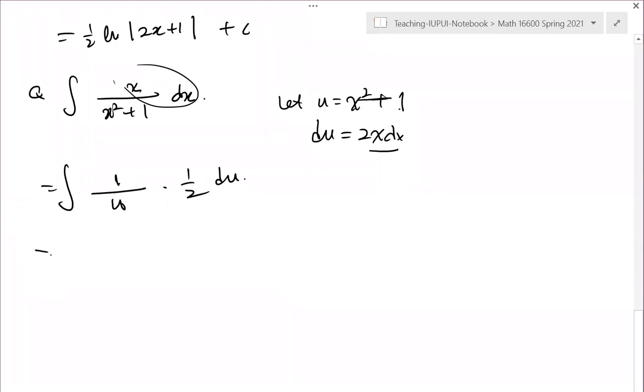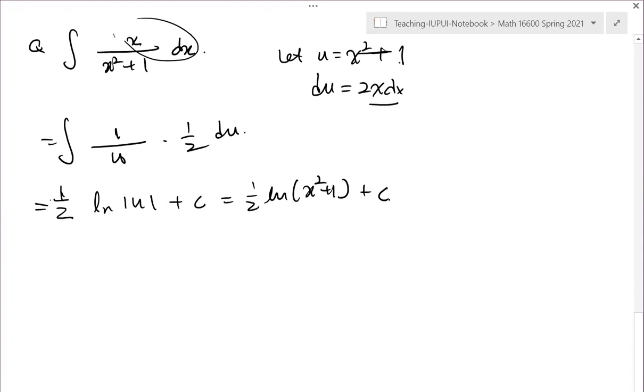Then it's 1/2 natural log of absolute u plus constant. Then you replace u by x squared plus 1, plus constant. And in this case, this is true for any x because x squared plus 1 is never negative. It's always greater than or equal to 1, so it's always defined.